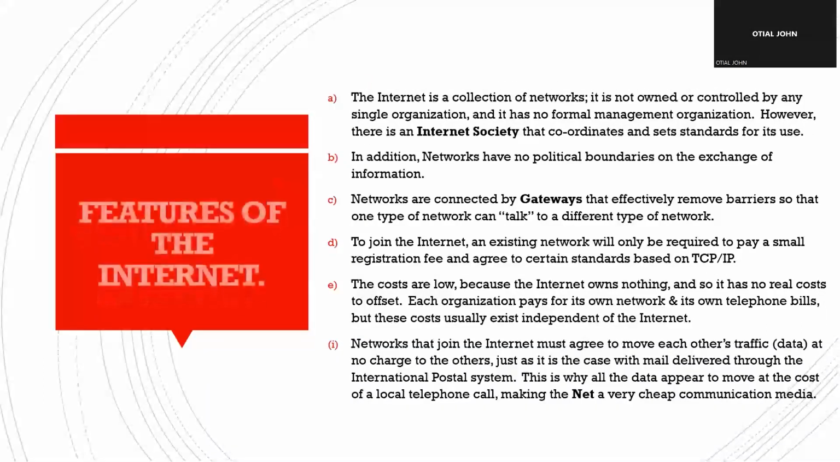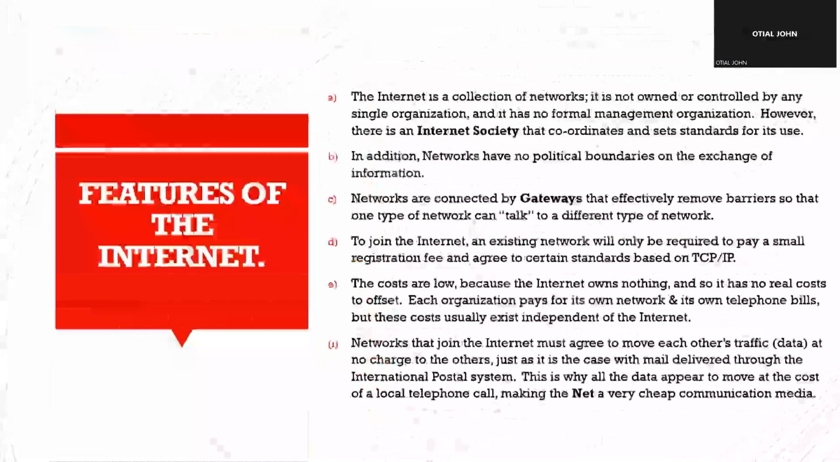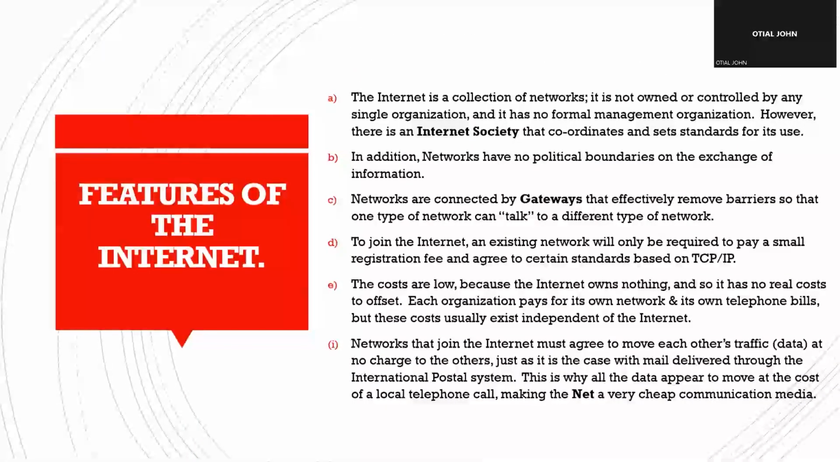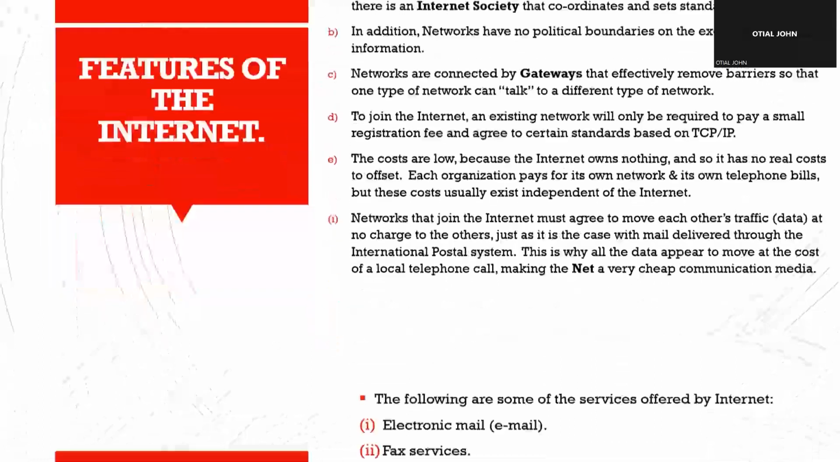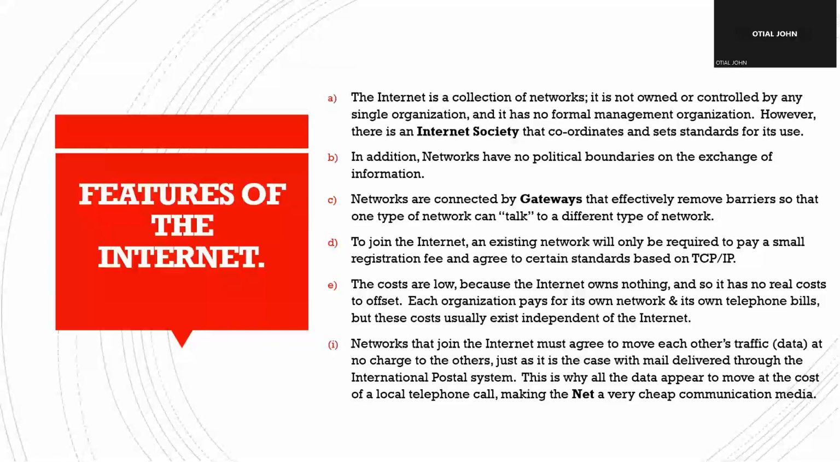So what are some of the features of the internet? That is our next subtopic. First of all, from the word go, we know that the internet is not owned by a single entity. It is not owned by one person, but it is controlled by an organization. That is the first one. The second is that the internet has no political boundaries for exchanging information. It means that information on the internet can be accessed anywhere in the world.